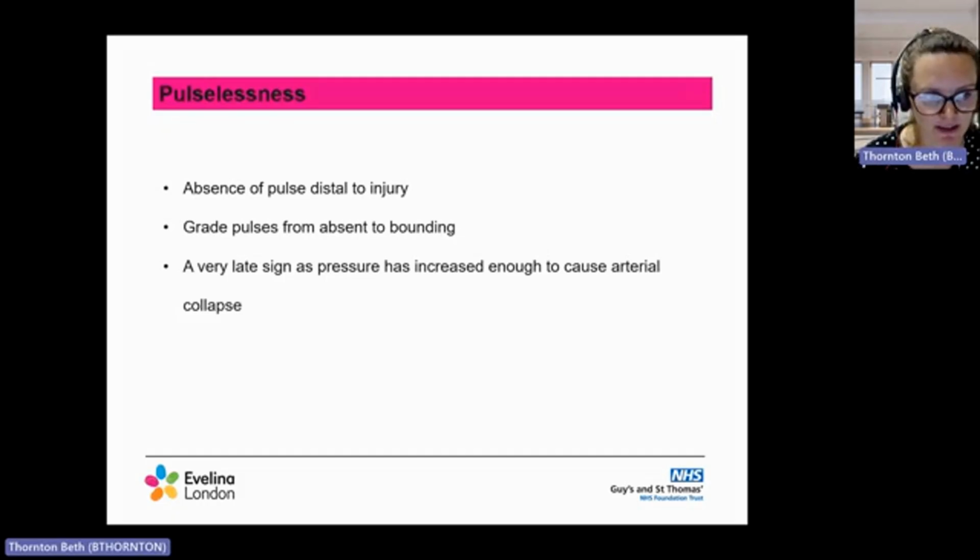Pulselessness is actually a very late sign, because in order for the pulse not to be present, the pressure within the compartment has to be greater than arterial pressure, because it's going to cause arterial collapse. So that's actually incredibly high pressure if we think about the pressure within the arteries. So by the time we get to that stage, we're at the point where the limb is at risk. So hopefully with our other Ps, we will spot that something is wrong before we get to this point.